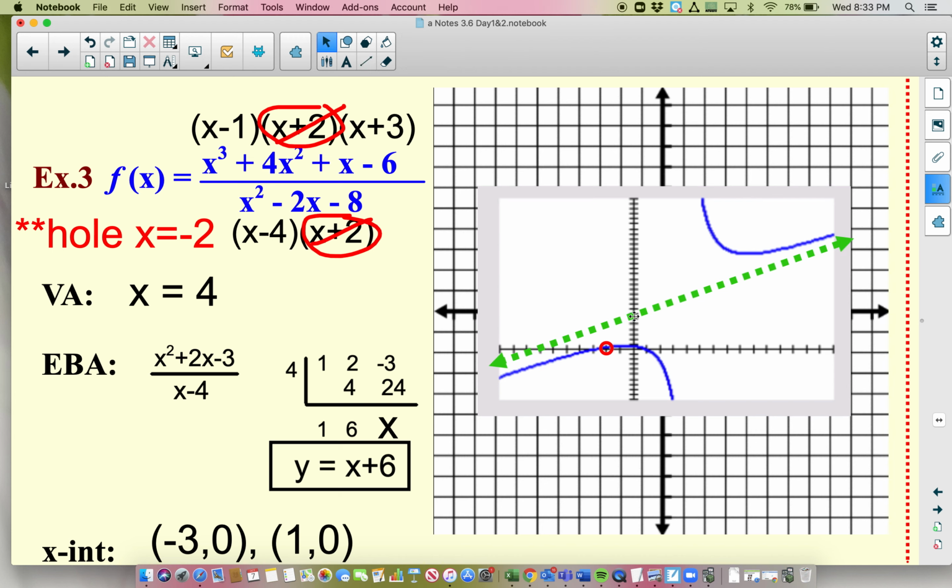So the y-intercept is 6 and the slope is 1. You can definitely tell. And the only vertical asymptote is at x equals 4. And again, you can see that as well on the graph. And you can see the x-intercepts at -3 and +1.